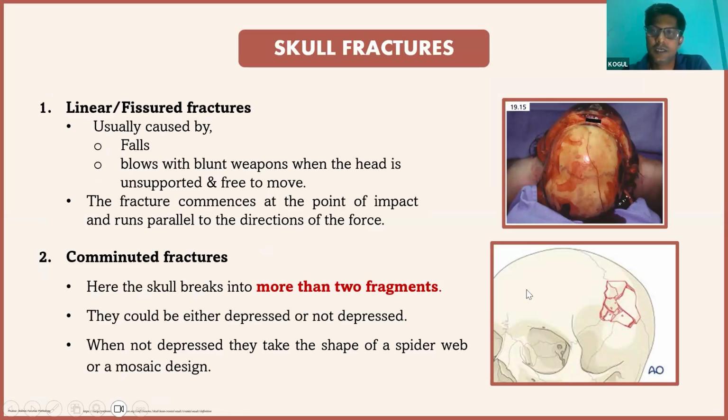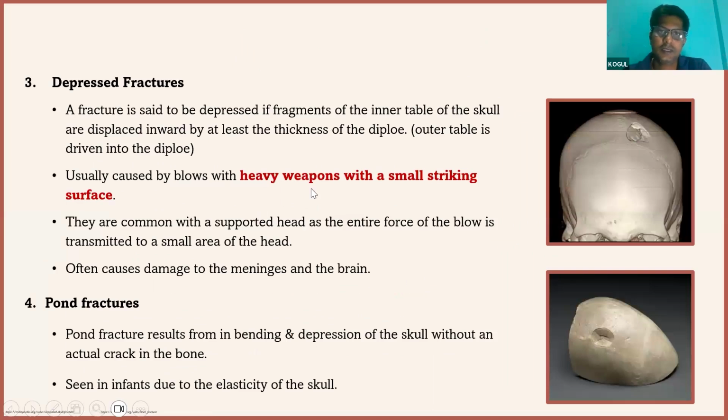The comminuted fracture is a fracture into more than two fragments, several pieces. If the comminuted fracture is not depressed, we usually call it a spider web or mosaic pattern. Usually it is not depressed, but it is a comminuted fracture. If it is depressed, we call it a depressed fracture. We will see the depressed fracture next.